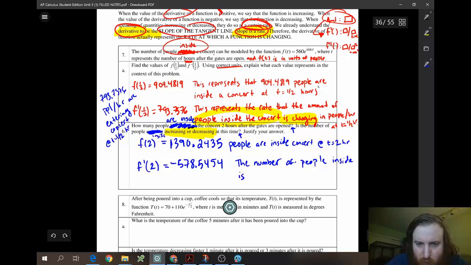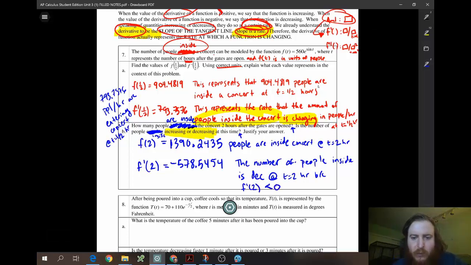is decreasing. Now, why is it decreasing? So it's decreasing at time equals 2 hours. Now, why? Because f prime of 2 is less than 0. We don't need to write what it is, we have it right there. So we always need the what, which is that it's decreasing, the when, which is that it's at time 2, and the why, which is because it's less than 0.